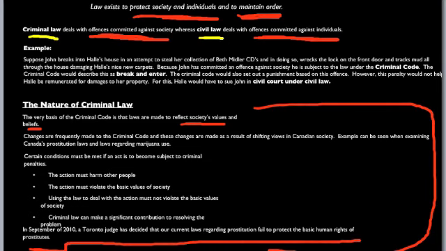What I would like to draw your attention to in a testing situation is that I could ask you: what conditions must be met if an act is to become subject to criminal penalties? And you would need to know these four bullets here. The action must harm people. The action that is being brought before the courts, to decide whether or not they're going to make a law against it, must harm people. The action must violate the basic values of society. Using the law with the action must not violate the basic values of society. You can think of this one as kind of like the Oakes test, if you remember back from Unit 2.